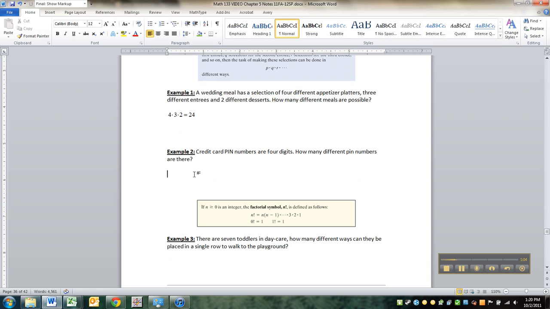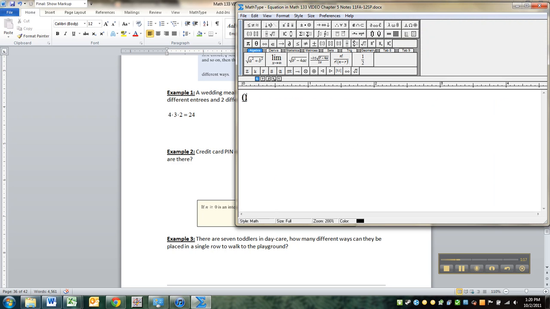All right, credit card PIN numbers are 4 digits. How many different PIN numbers are there? Okay, so with the digits, there are 10 digits. 0, let me just write them out. 0, 1, 2, 3, 4, 5, 6, 7, 8, 9. Just like a 10-sided die when we run into those.